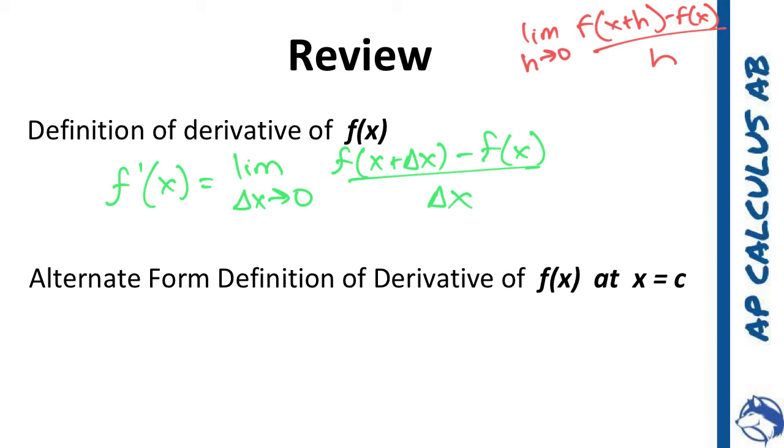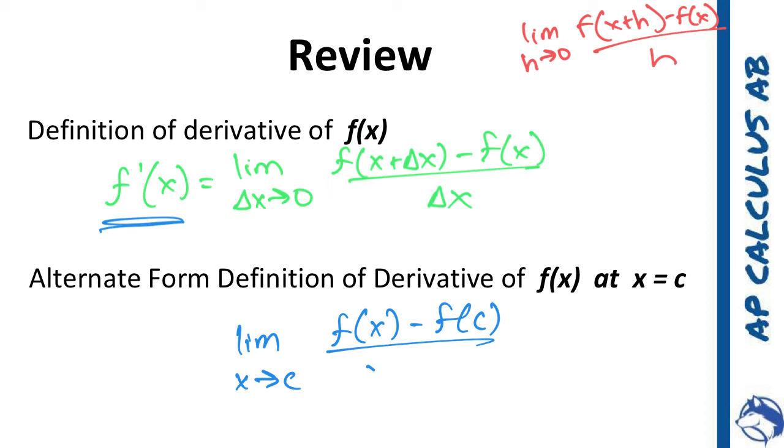We then looked at the alternate form for the definition of a derivative, and this is good for finding things just at one point. The definition of a derivative gives you the entire function. This is just going to give you f of c. So if I go ahead and do this, it's the limit as x approaches c of f of x minus f of c, all of this over x minus c. So that's going to give us the derivative at that specific point. So it'll be like f prime of c is what we're going to get there.